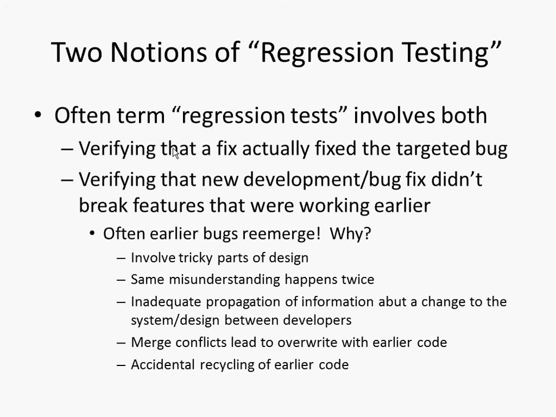Often earlier bugs reemerge. Why? Well, things come back to bite you. Things that didn't work before often stop working again because you make the same logical mistakes, or you have merge conflicts in Subversion or Git that lead to overwriting of earlier code, or the same miscommunication. Okay.